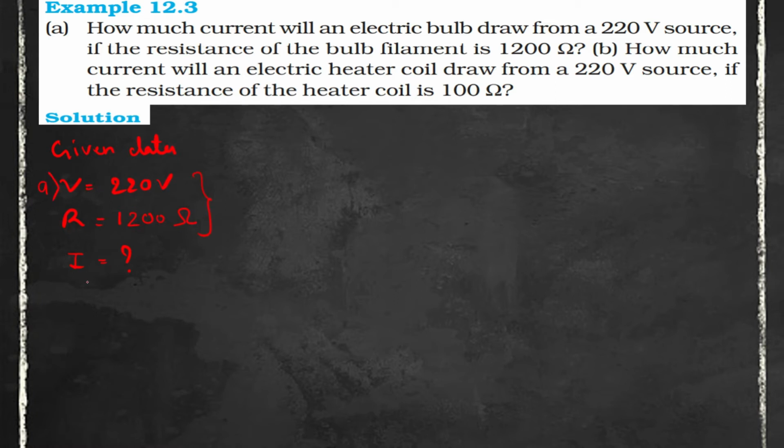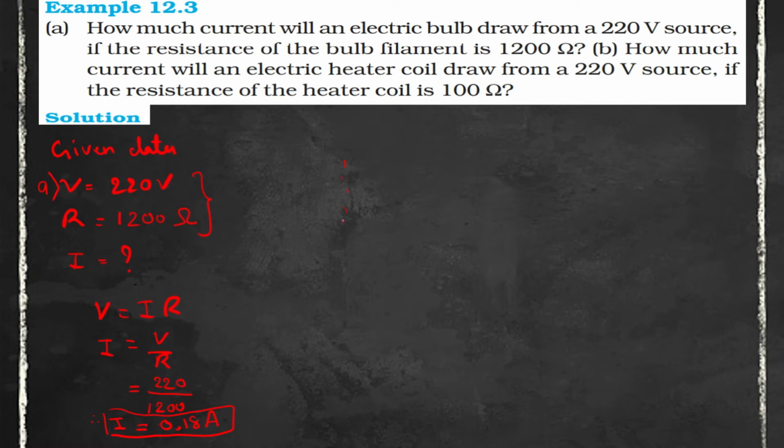To answer question A, we have to use Ohm's law, that is V is equal to IR. Here we are given the values of V and R, so we will make I the subject from here. So we will get the equation I is equal to V by R. Now we simply have to substitute the values here, that is the value of V is 220 volt and the resistance is given as 1200 ohms. So the value of I which we will get will be I is equal to 0.18 ampere after solving.